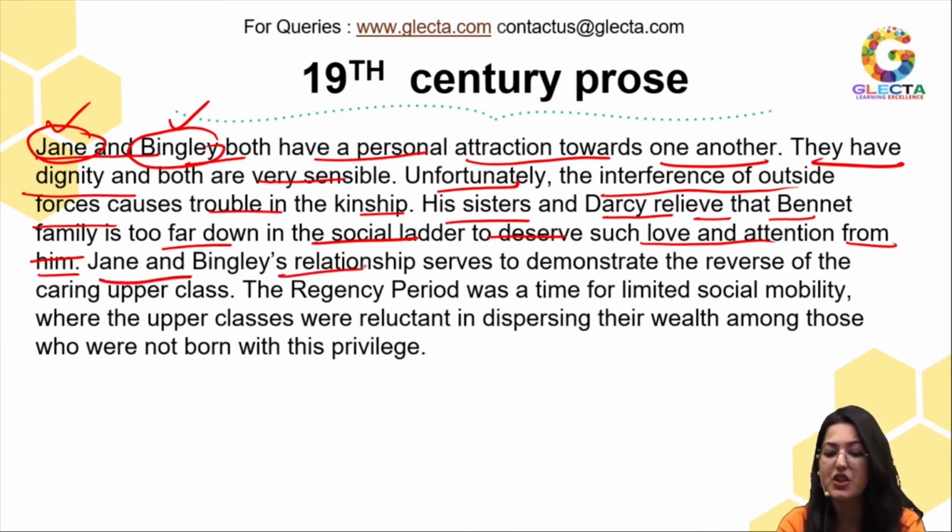Jane and Bingley's relationship serves to demonstrate the reverse of the caring upper class. Here, Jane and Bingley's relationship shows the opposite situation in the society: two persons from different classes can fall in love with each other. In the case of love, there is no difference regarding the classes and levels of the people out there.